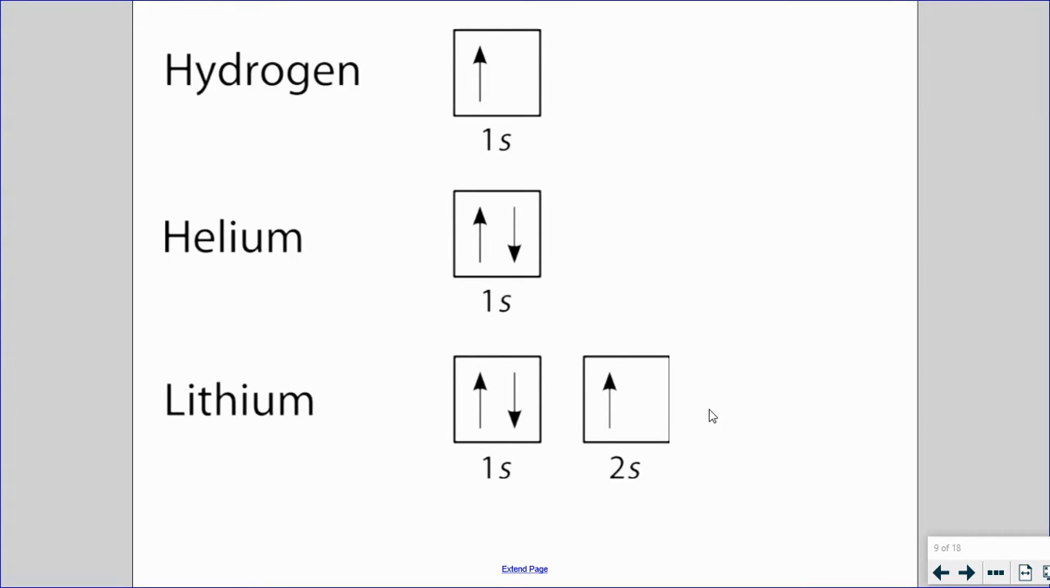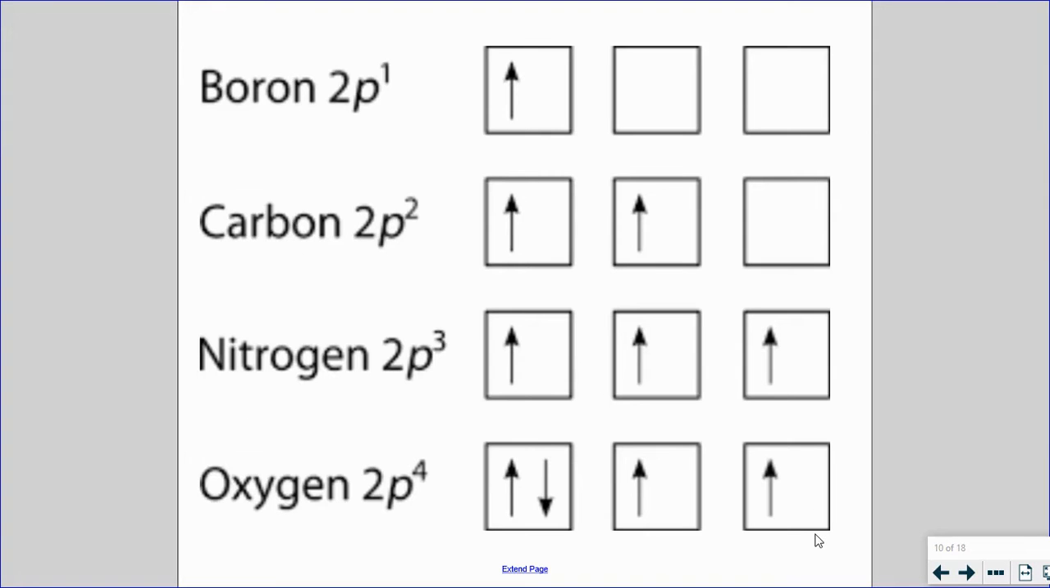Lithium would have three electrons. One electron would point up, and the other one would point down, and the third electron would go into the 2s orbital pointing up. Here we see how the electrons would be placed into the 2p orbitals for boron, carbon, nitrogen, and oxygen. Notice how when we have multiple electrons, we don't put two electrons into the same orbital.